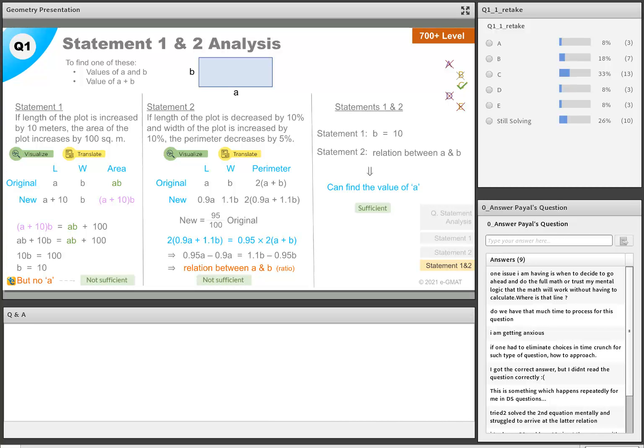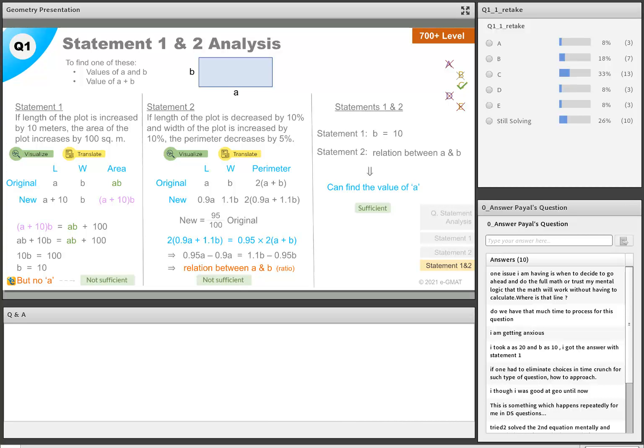I took A as 20 and B as 10, and I got the answer with statement 1. That is not the right method. Plugging in numbers is not an appropriate method to solve such questions.